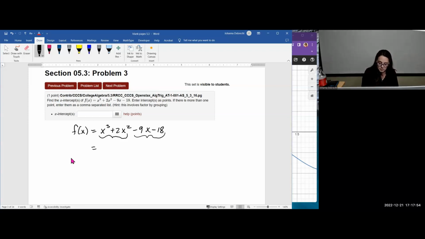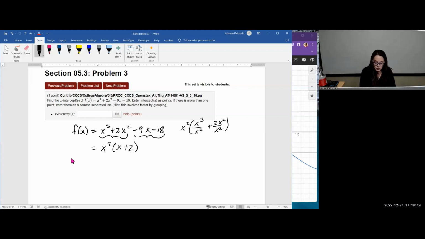So x cubed minus 2x squared has an x squared in common, and that leaves behind an x plus 2. And again, if you want to, you can always write this as x cubed over x squared plus 2x squared over x squared in parentheses with the x squared on the outside. What about the minus 9x minus 18?